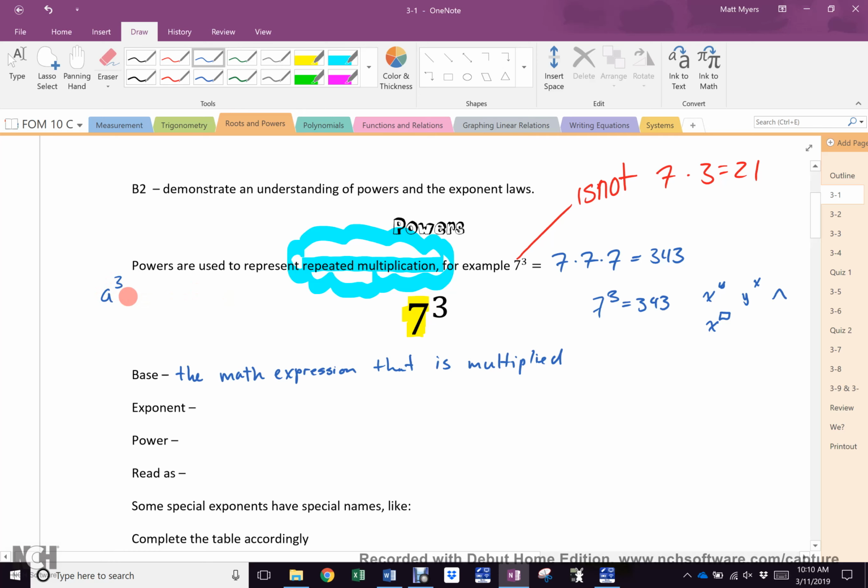A cubed. What does that mean? That means A times A times A. Okay? Some of you will have done some exponents with a variable base, and some of you may not have. So I'm going to assume that nobody has.